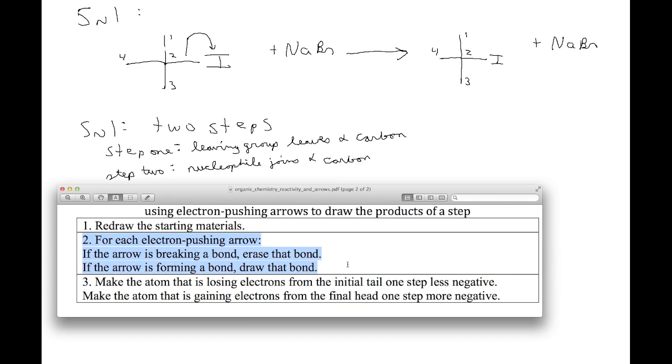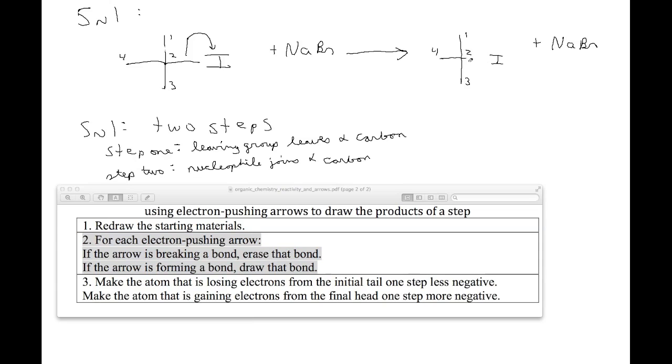Now we have to look at the arrow and decide if it's breaking a bond or forming a bond or both. So is this breaking a bond or forming a bond or both? It's breaking a bond. So which bond should we erase? The bond between carbon 2 and iodine. That's right. We need to be precise, like we were doing a math problem. And that was the only arrow. So that's the only thing we have to do for step 2.